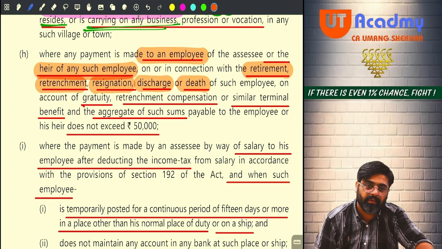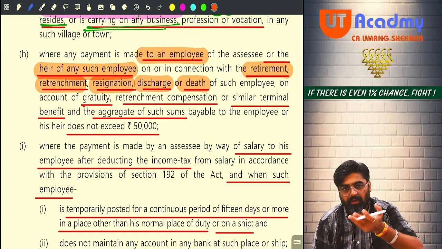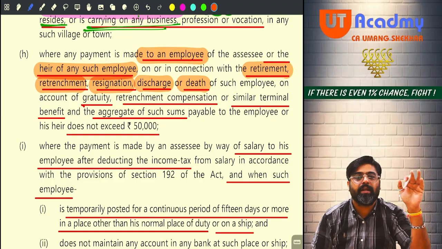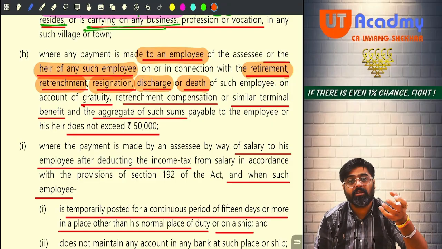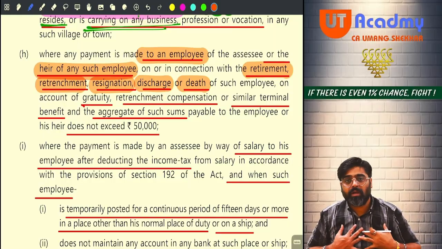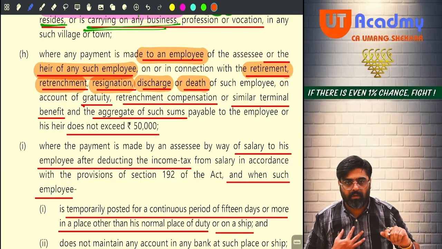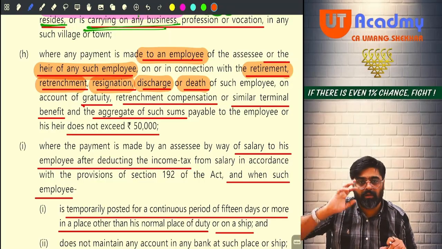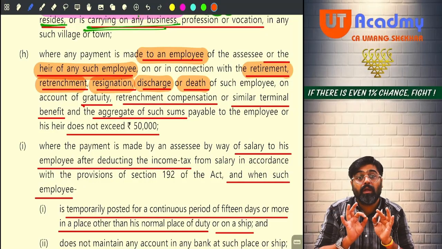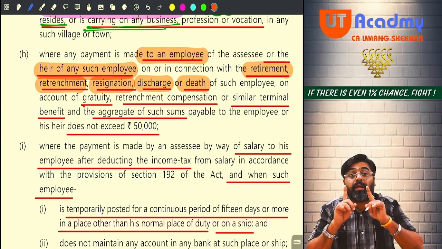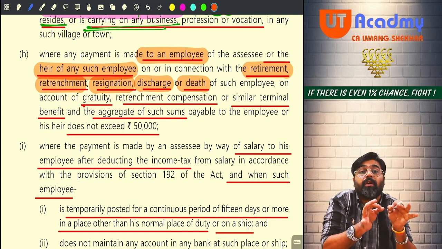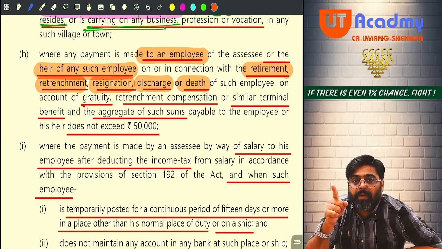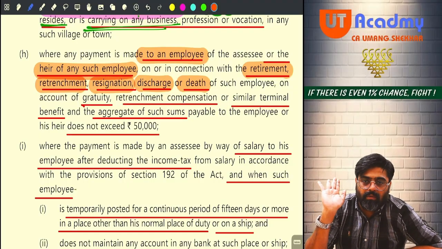So, tell me one thing. Are you an assessee? Yes. Your employee is retiring, or being retrenched, or discharged from service, or he died. On his retirement, retrenchment, death or discharge, whatever amount you are paying to the employee, or whatever retirement benefits you are going to pay to his legal heirs, if that payment is up to 50,000 in aggregate, then remember, you pay that amount by any mode, it will be allowed.